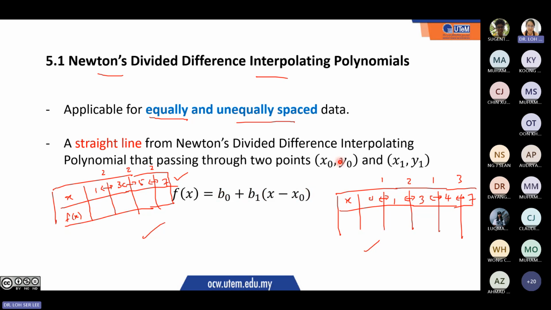x naught is given by the question. You must be given the points, so x naught is the point. x is a variable, you just leave x as x. This is the independent variable, and you need to find b naught and b1. So this is a straight line polynomial because x is to the power of 1. When you expand, this is just a constant, right? Constant times constant, you get a constant. But this constant is multiplied to x, and x is to the power of 1. This is also another constant. So this is a straight line.